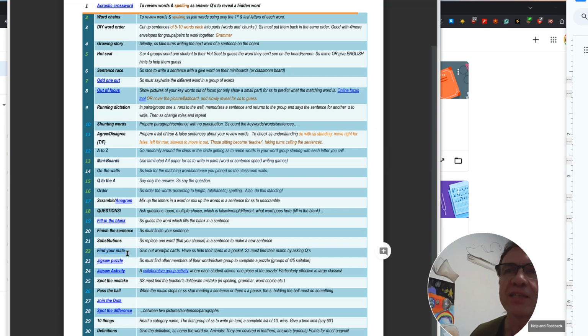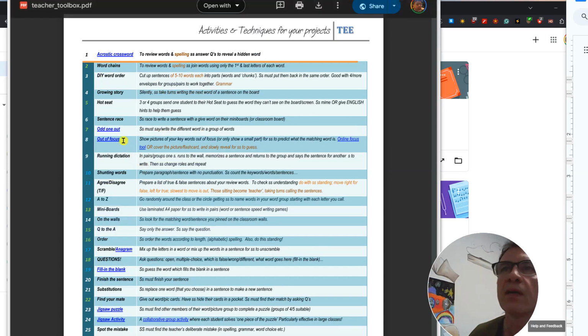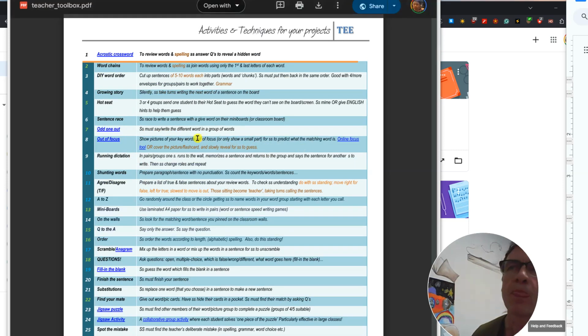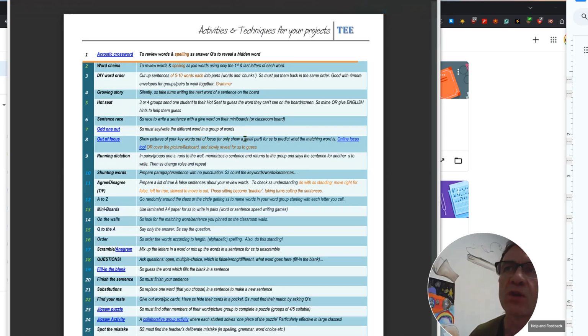Find your mate is good for randomizing groups. So instead of just pairing directly with friends, you're getting them to find a new partner. Out of focus. Instead of just showing pictures of something, the picture is blurry, it's out of focus, or you're showing only a small part. Then students have to predict, guess, giving people a chance to say something.